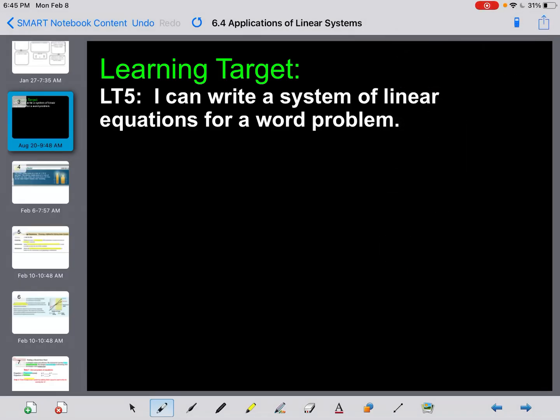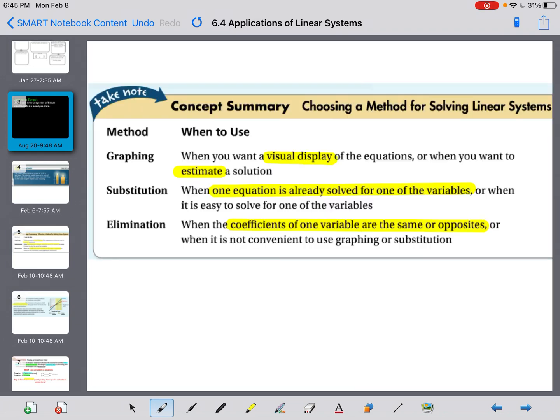Chapter 6, Section 4 is about applications of these linear systems that we've been talking about. We want you to be able to write a system of linear equations for a word problem, so that's what we're going to practice. But first, a quick reminder, this is when you want to use the three methods that we've been talking about between graphing, substitution, and elimination.